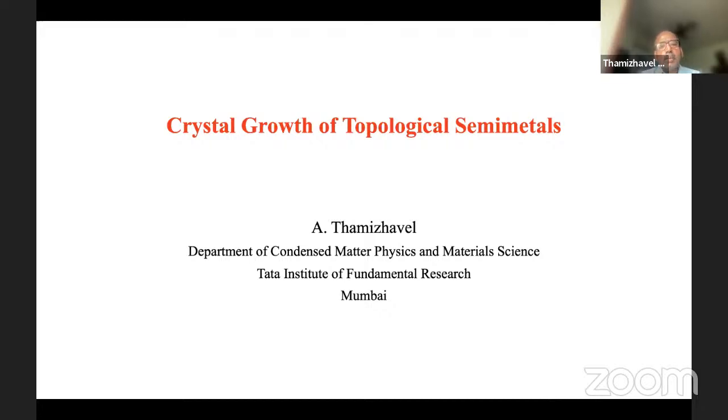So in this talk, I'm going to highlight how to grow the single crystals of these topological semimetals.